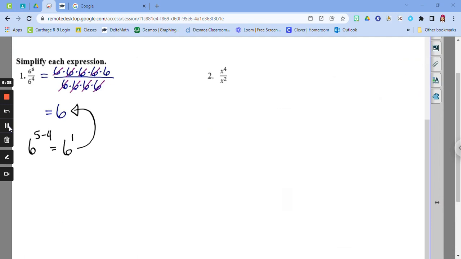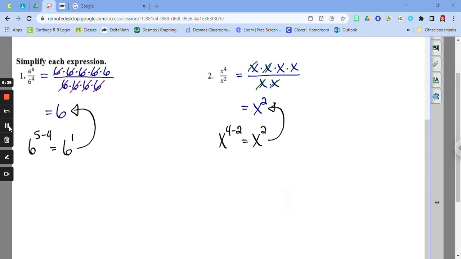So on number 2, we have 4 x's up here and 2 here. If I cross them out one at a time, I'm left with 2 x's. Using the rule, again, definitely want to try to work with that. 4 minus 2 saves you a lot of time, so you don't have to keep extending those things out to cross them out to simplify that. So it's definitely helpful in my case.